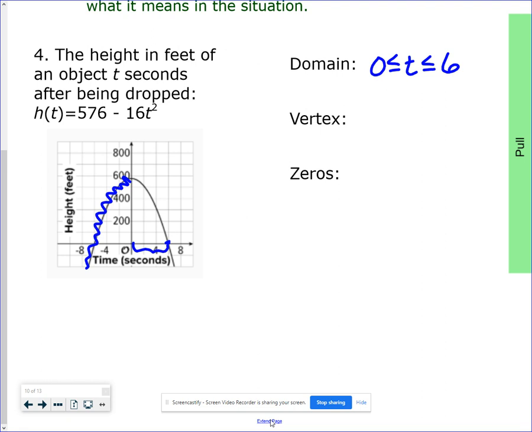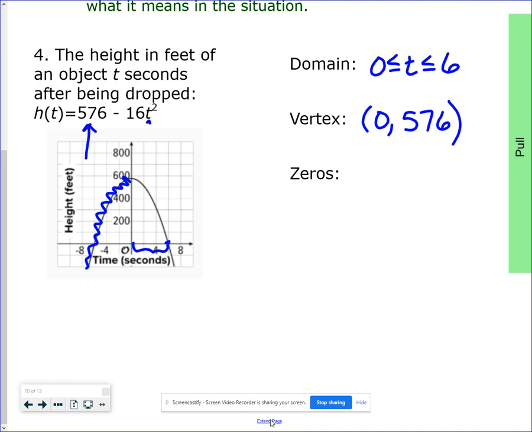The vertex is going to be, the time is going to be 0 at the tallest point that this is at, and the height is at 576. I'm hoping that you can see where I'm getting that number from, right? This was the initial height. That's where we started. If I would put a 0 in here for the t, that whole thing would turn into 0, and 576 minus 0 is 576.